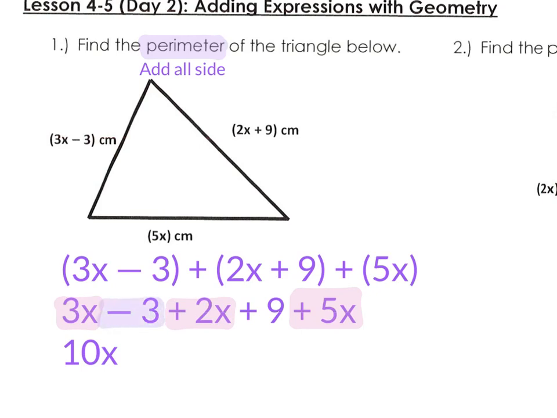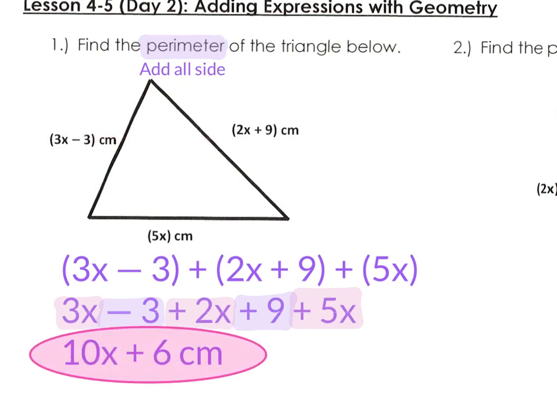Next, I see my constant, negative 3, and a positive 9. Those don't have a variable, makes them a constant. So I'm going to put those together. Negative 3 plus 9 is a positive 6. Now, the other piece of this is it was a real life situation with a triangle, so I had a label there. They were all centimeters. So in my answer, I'm going to include centimeters so that I have a label that helps me understand what the question was. It's not just that we have these terms, we also have a label. So 10x plus 6 centimeters.